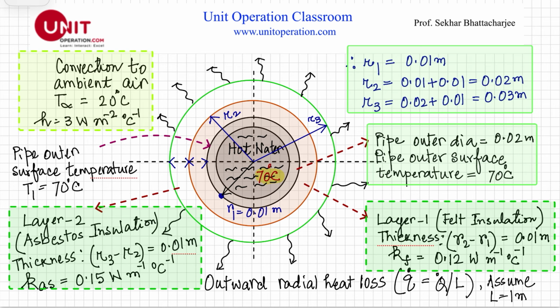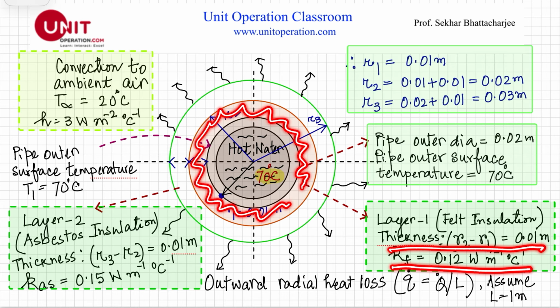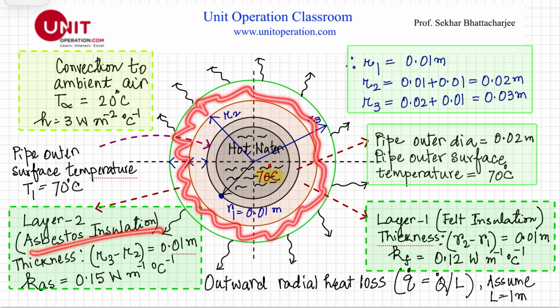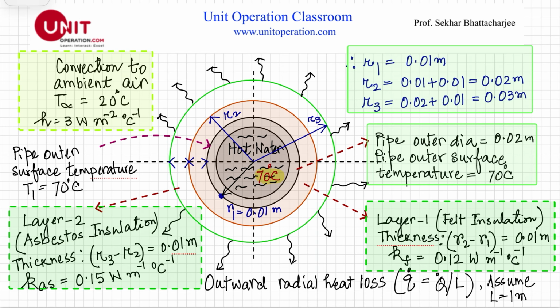The pipe's outer surface is at 70 degrees Celsius. This is metal, so there is no thermal resistance here, we are assuming. Layer one is this felt insulation, with this thickness, and the thermal conductivity is given. This is my layer two, and this is asbestos insulation. Thermal conductivity is given. And then convection.